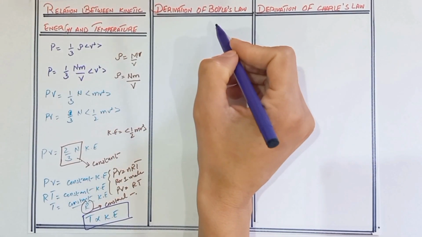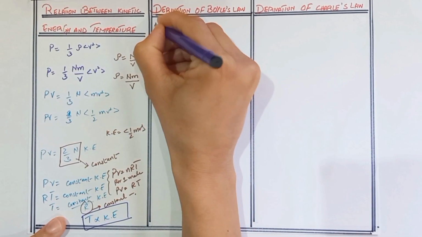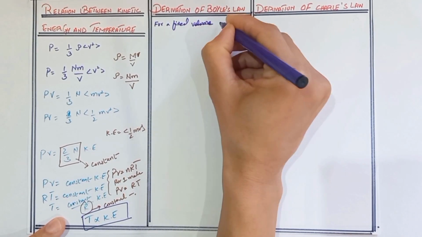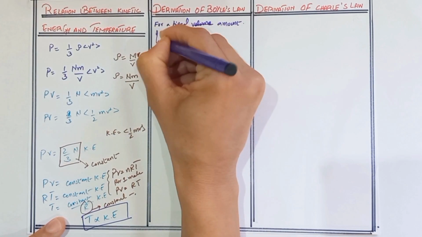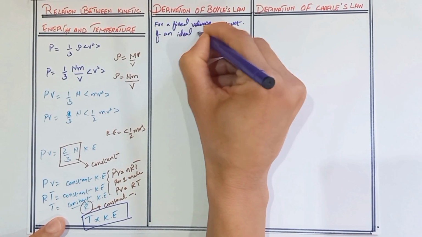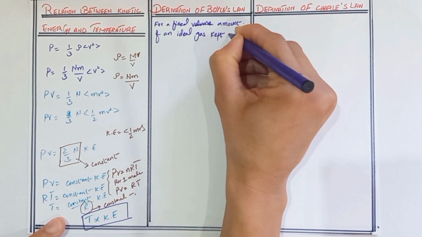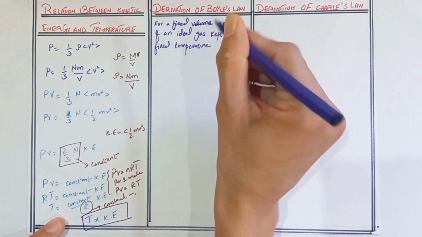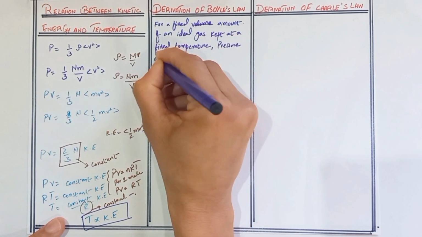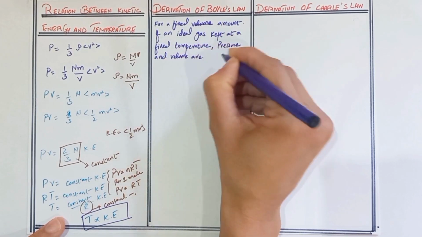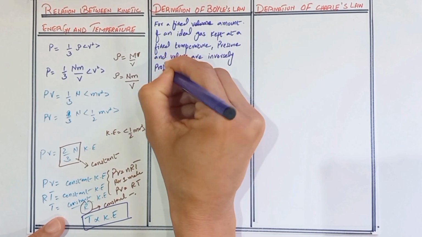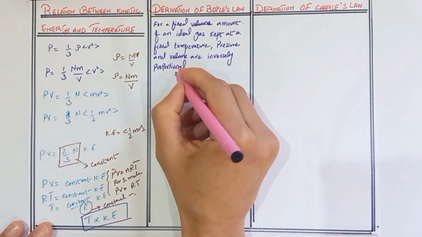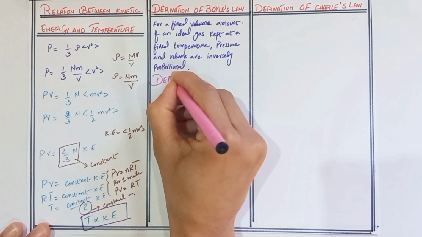Now we derive the formula of Boyle's law. First we discuss its definition. The definition of Boyle's law is: for a fixed amount of an ideal gas kept at a fixed temperature, pressure and volume are inversely proportional. So first here we write the derivation.